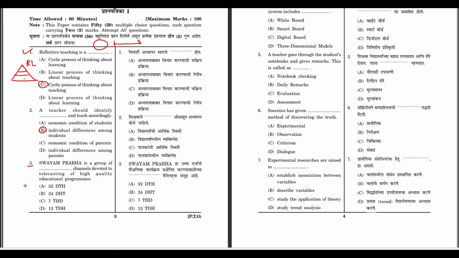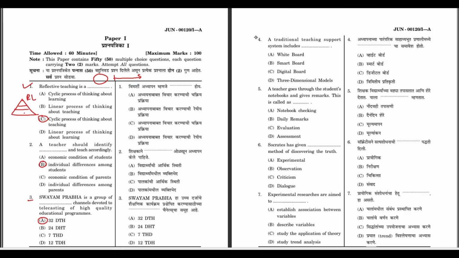Next, Swayamprabha is a group of how many channels devoted to telecasting of high quality education programs? Correct answer is 32 DTH channels. It is provided by MHRD. Next, the traditional teaching support system includes whiteboard, smartboard, digital board, or three-dimensional model. Correct answer is D.